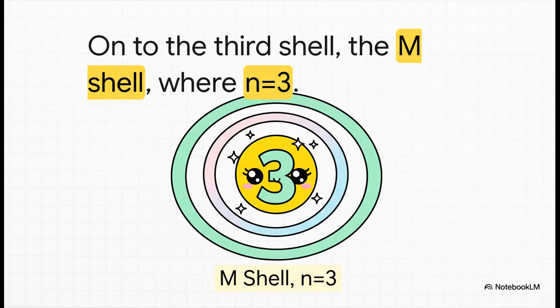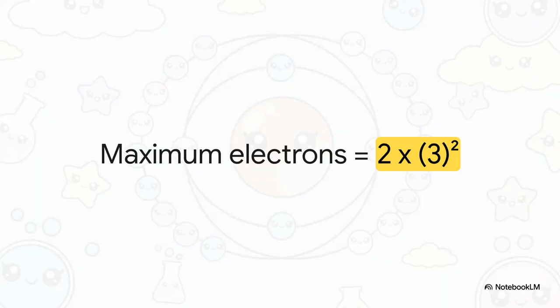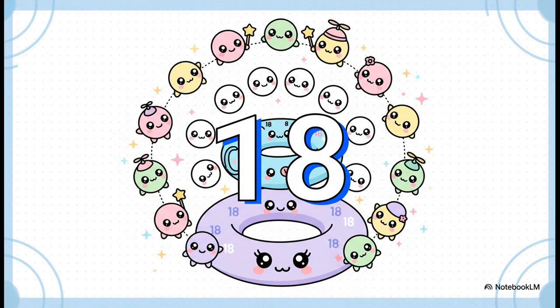Okay, I bet you're getting the hang of this now. Let's keep this ball rolling. We're moving out to the third shell, the M shell, which means our n value is 3. So what's the math? 2 times 3². Well, 3 times 3 is 9, and you multiply that by 2, and you land on 18. Wow. So the third shell can pack in a maximum of 18 electrons. That is a pretty big jump from 8, right?